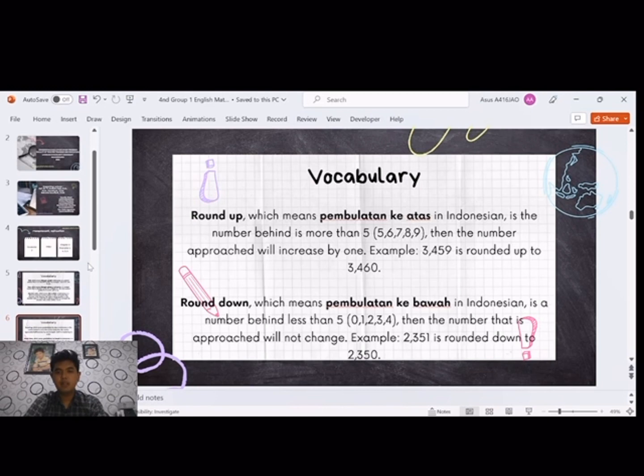Okay. Next is round down, which means pembulatan ke bawah in Indonesian. It is when the number behind is less than 5, for example 1, 2, 3, 4. Then the number before it will not change. Example, 2.351 is rounded down to 2.350.